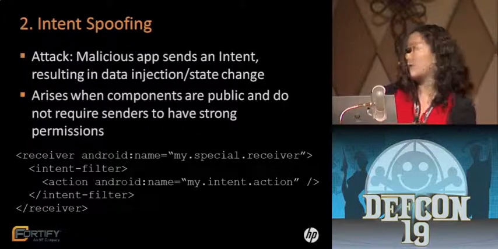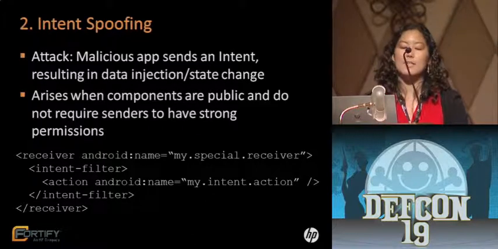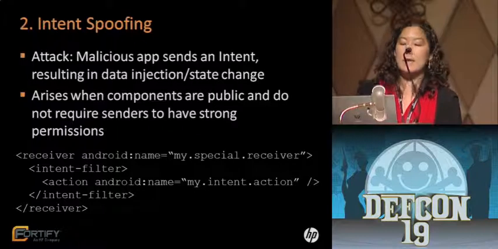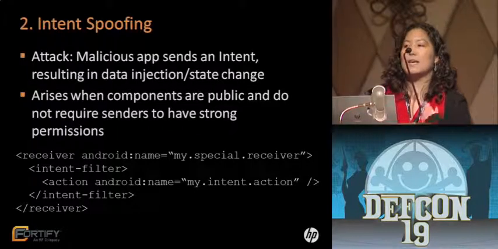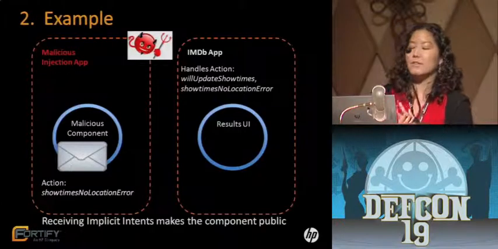So here we have a reminder of the code. This is a receiver being declared in a manifest. And as you can see here, it's declaring that it can receive this action, my intent action. So it's being made a public component. This attack exploits a vulnerability on the receiving side.